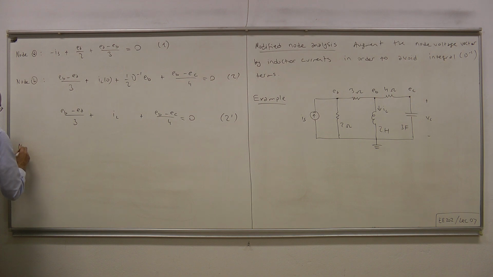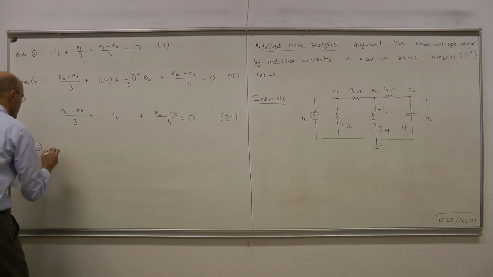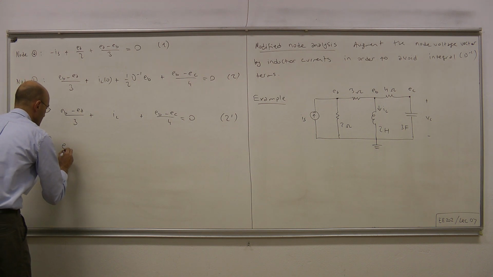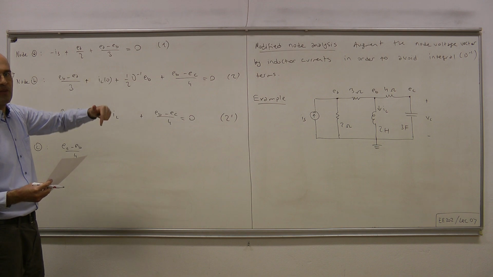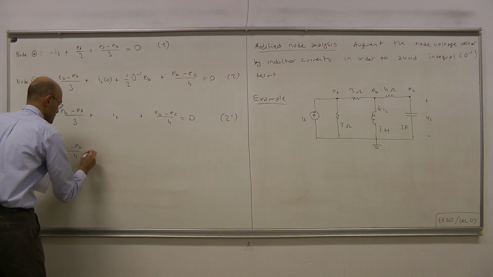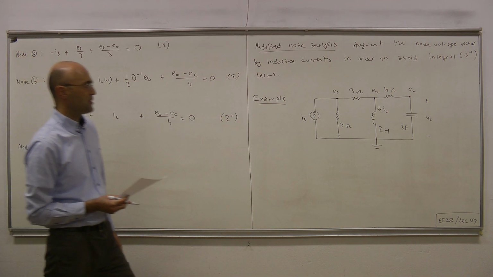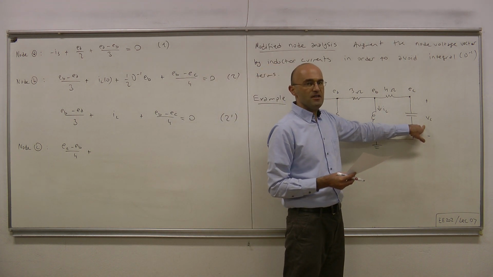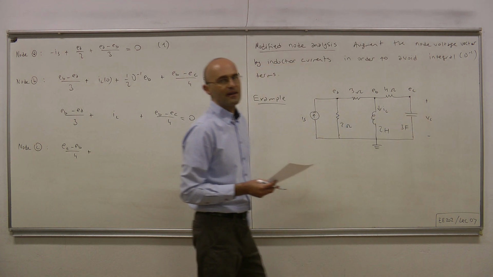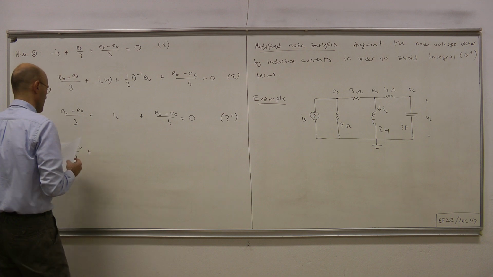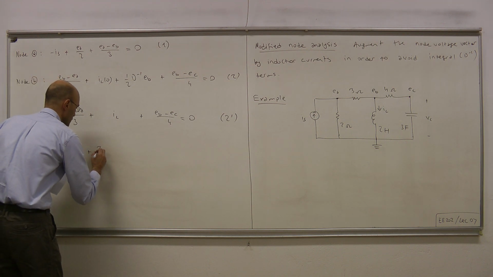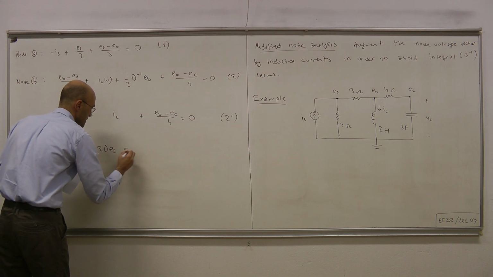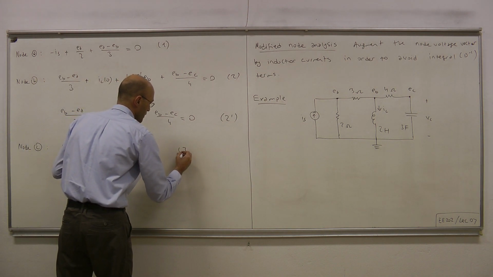node C, and write EC minus EB over 4 plus IC equals 0. What's IC? IC is 3 dVc, and Vc is no other than EC. Therefore, we can write directly that current as 3 dEc equals 0. This is our equation 3.